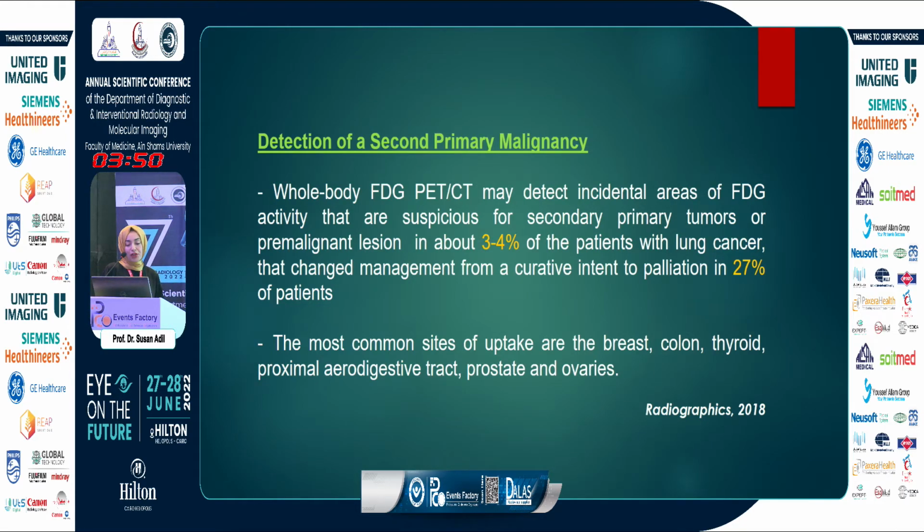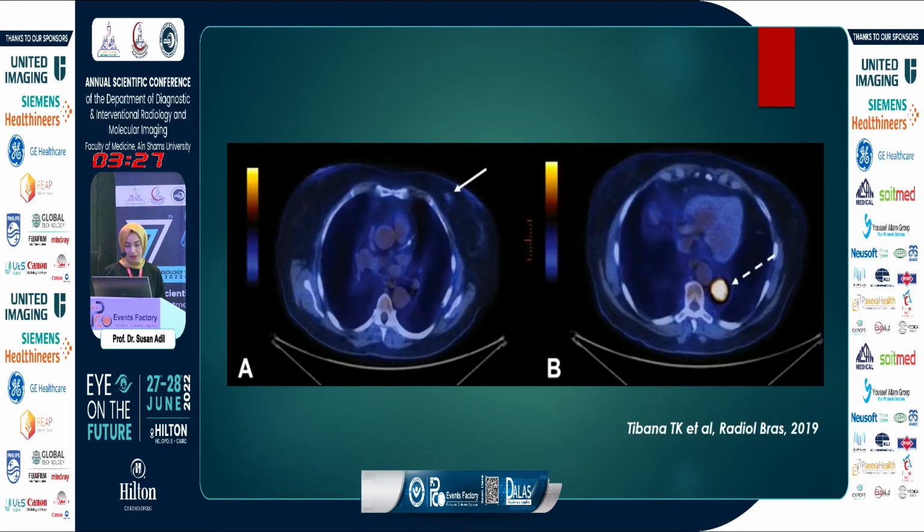In about 3 to 4% of patients coming with lung cancer, PET-CT may detect other areas of increased FDG avidity, and the most common sites of a second neoplasia may be seen in the breast, colon, thyroid, prostate and ovaries.